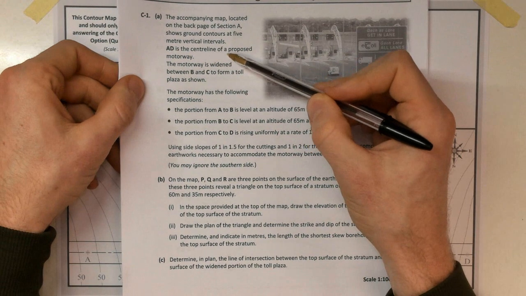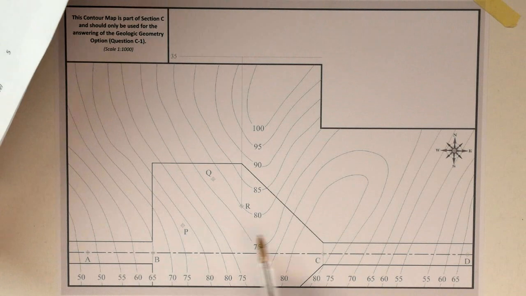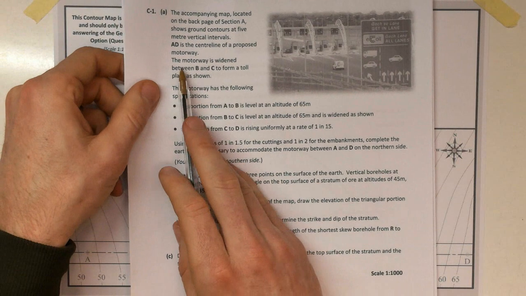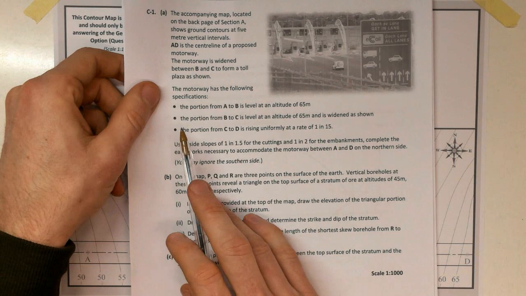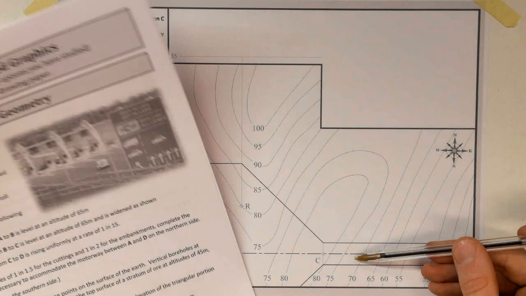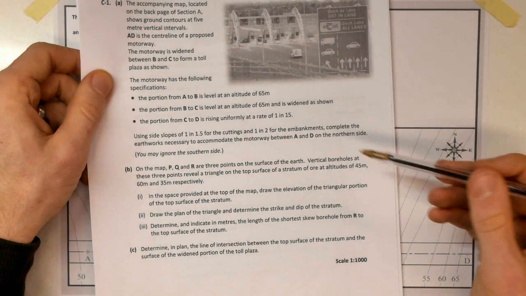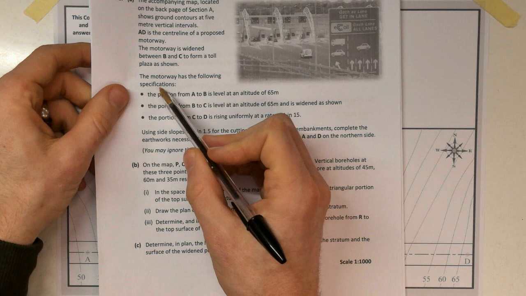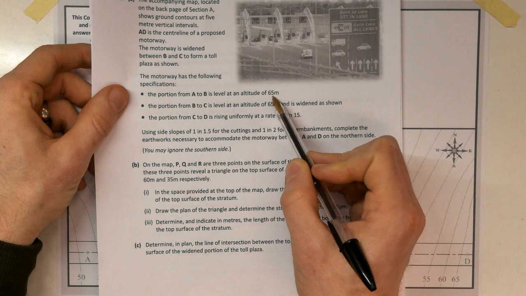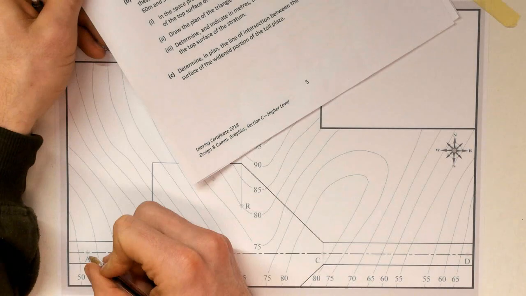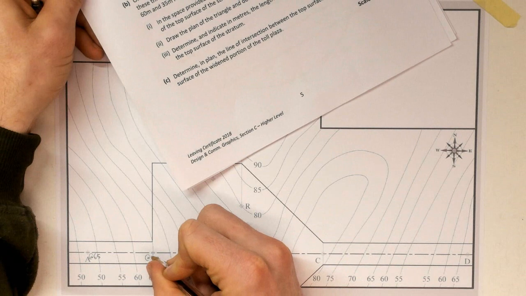AD is the centre line of a proposed motorway. So we've got a motorway running from A to D. The motorway is widened between B and C to form a toll plaza as shown. So as we're going along it, it widens out just so we have a space for our toll plaza in this area. The motorway has the following specifications. The portion from A to B is level at an altitude of 65. So A is at 65 and B is also at 65.